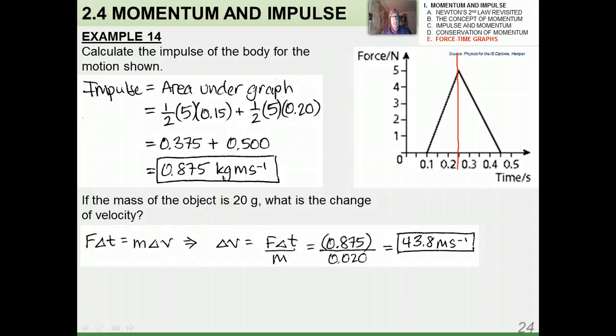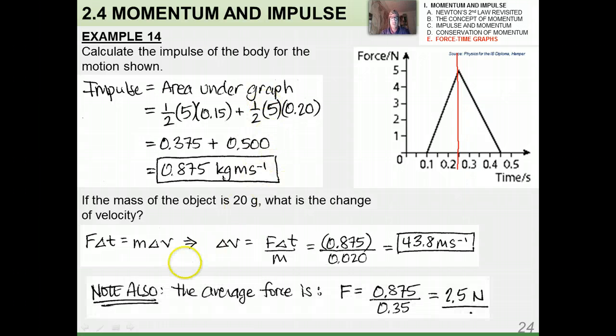If the mass of the object is 20 grams, I got a change in velocity of, what did I get? 43.8 meters per second. So a pretty big change in velocity. Now, we don't know what the body is, so we can't really comment on that. And I want you to also note that the average force, by using the same method I did before, okay, I'm dividing the change in momentum by this total time interval over which the collision took place to get 2.5 newtons. And again, visually, you see how that matches with what you would guess the average force to be.